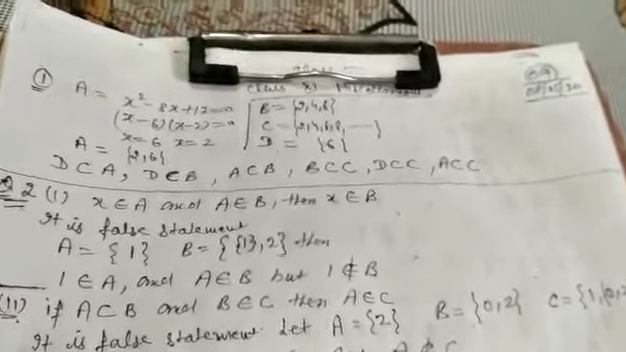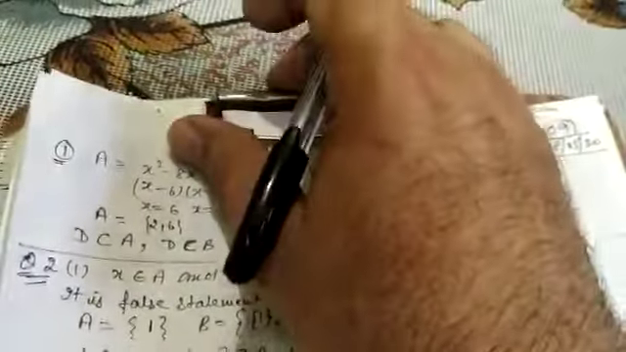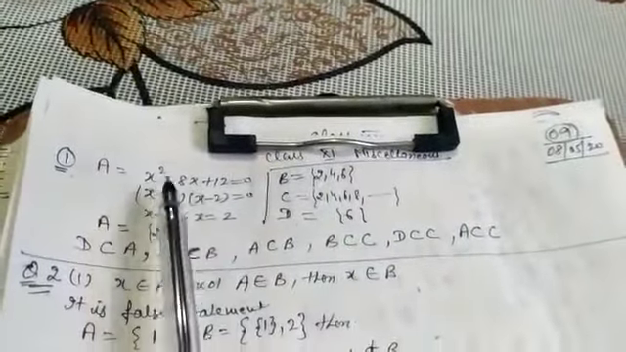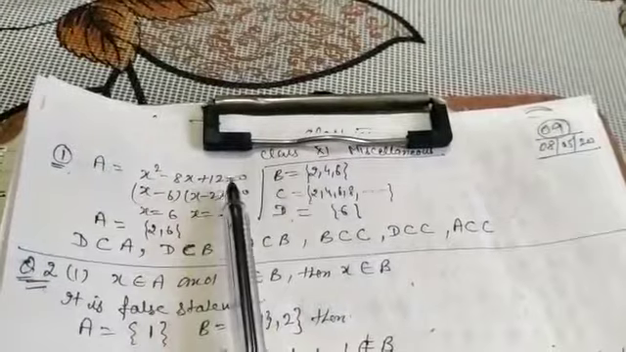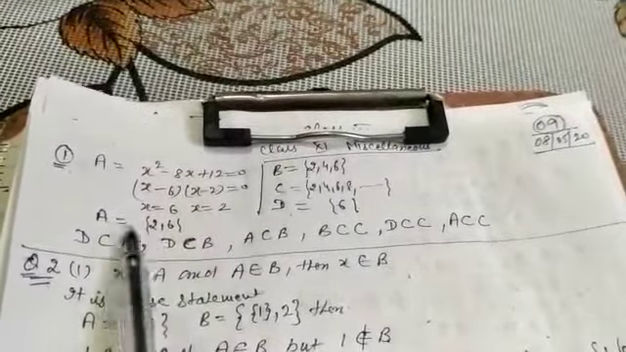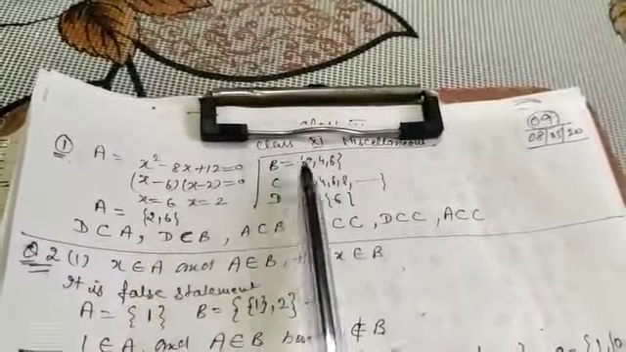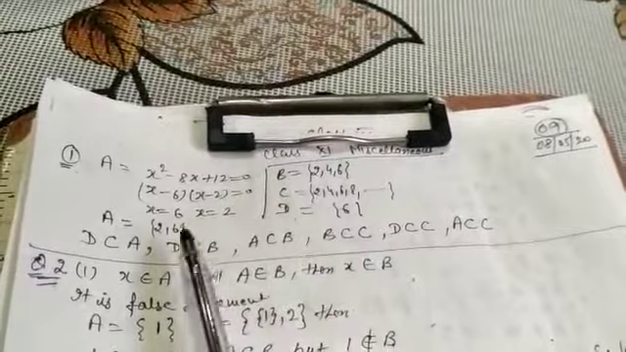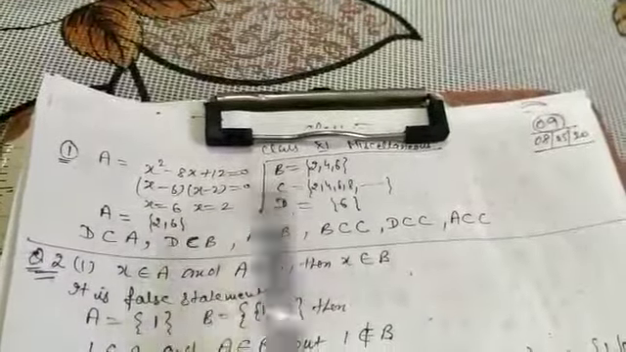Good morning, students. Today we shall discuss the miscellaneous exercise of chapter 1. Now, A is a given set: x square minus 8x plus 12. We factorize by splitting the middle term and find the values of A, that is 2 and 6. Set B, set C and set D are already given to you. You have to justify which one is the subset of the other.